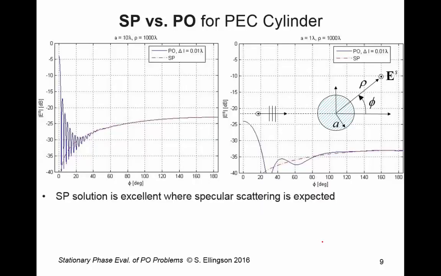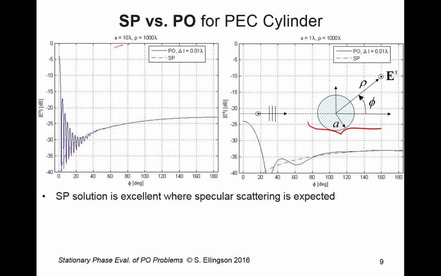So we can compare the stationary phase method to straightforward integral physical optics. That's what I'm doing. I'm comparing the physical optics solution to the stationary phase evaluation of the physical optics integral. One method, we're doing integration, and the other method, we're just computing this closed form expression. So again, the same problem that I've been talking about all along.